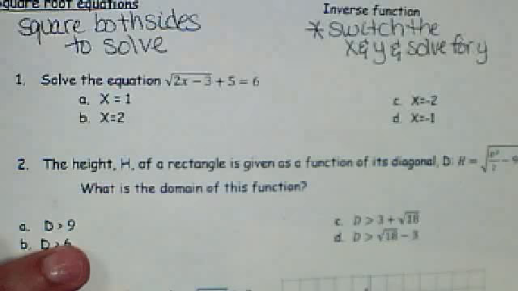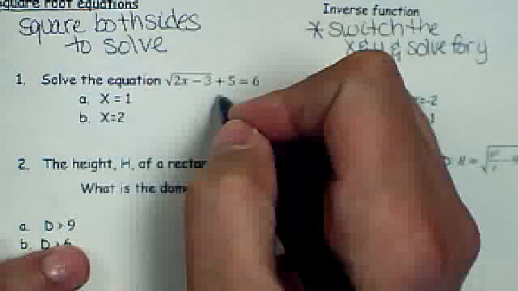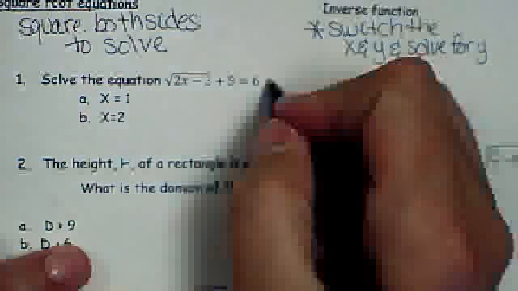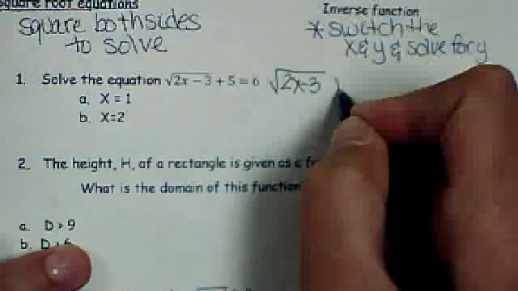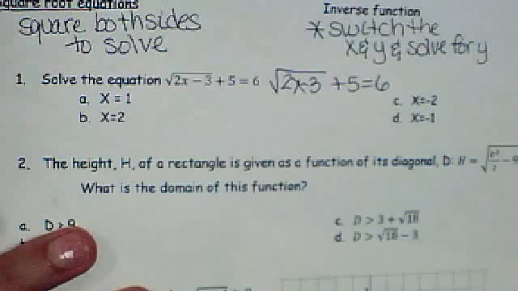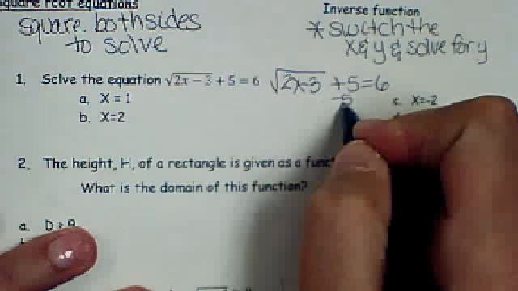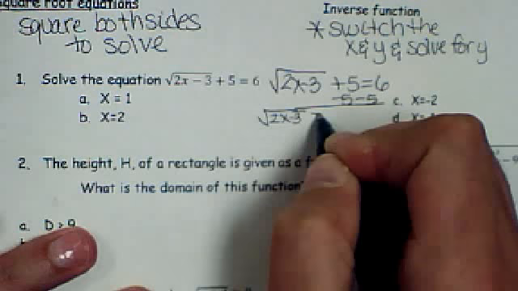Problem number 1, you need to solve the square root of 2x minus 3 plus 5 equals 6. So I'm going to rewrite it because I know it's hard sometimes to see it on the screen. I need to solve that square root equation, and in order to solve that, I first have to get that square root by itself. So I have to move that plus 5, so I'm going to subtract 5 from both sides. So you get square root of 2x minus 3 equals 1.